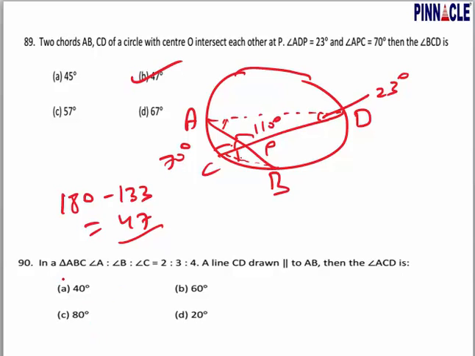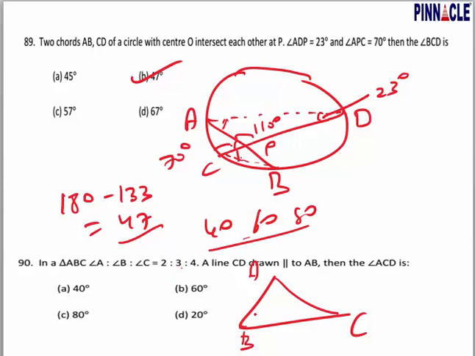In a triangle ABC, A, B and C are in the ratio 2, 3, 4, these are the angle ratios. You can say 4 plus 3, 7 plus 2, 9. So 2 by 9, you can say 40, 60 and 80. These are the angles 40, 60 and 80. A line CD is drawn parallel to AB. CD is the line parallel to AB, and we have to tell the value of ACD. What is the value of this?